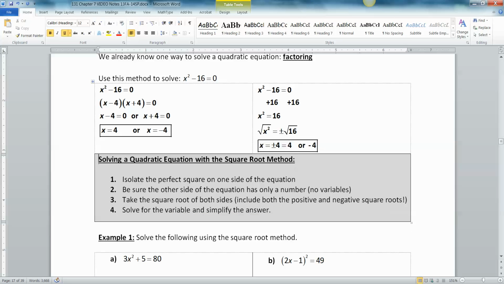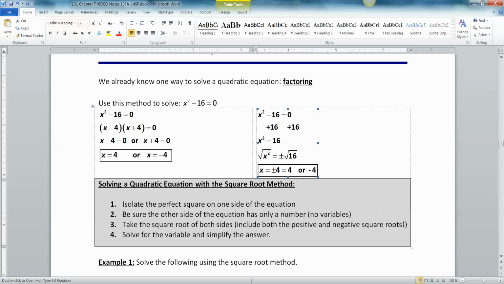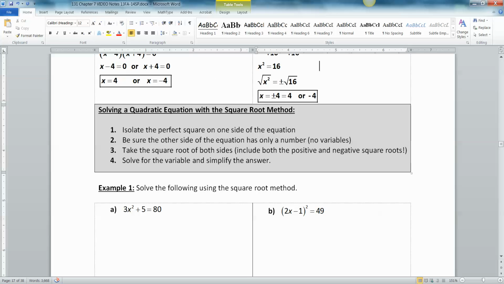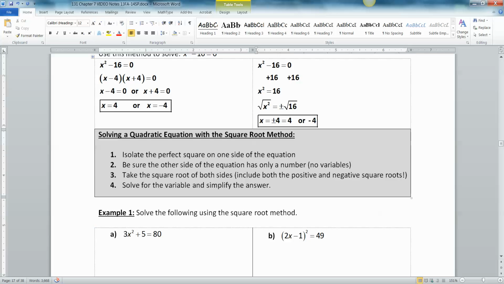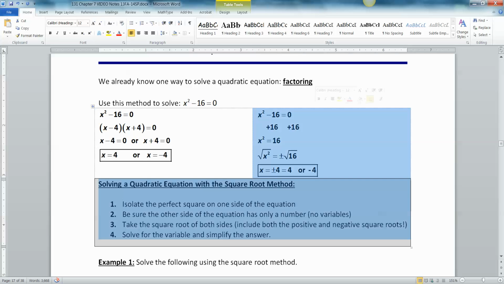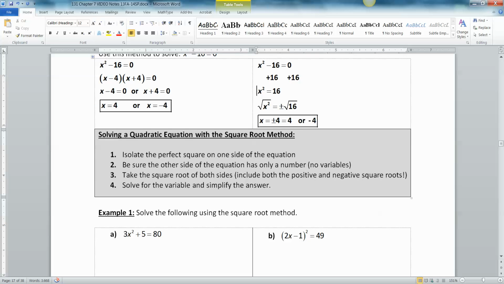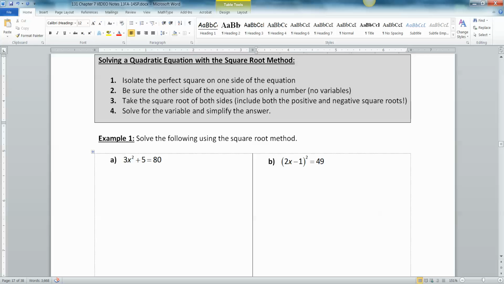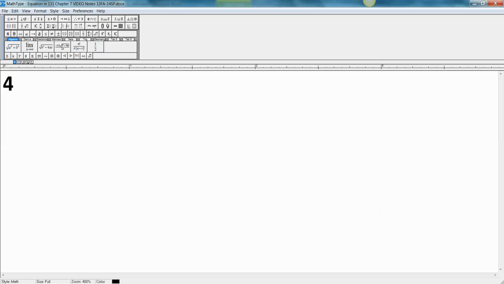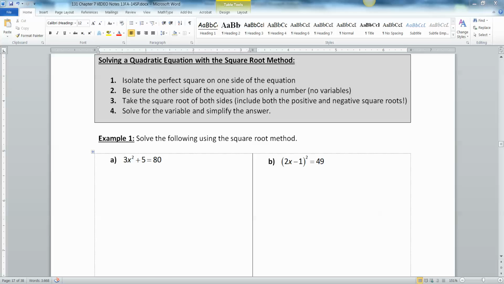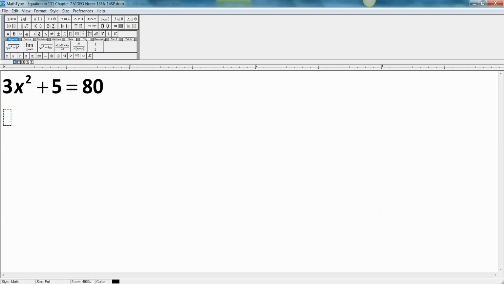All right, solved. So now we're going to use that method that we just learned on the right-hand column to solve these equations. Notice it gave you the right answers, which is great, but it helps because sometimes there are things that you can't factor clearly, or it would take a lot more work to factor. So for example, this one is unfactorable. We have 3x squared plus 5 equals 80. Okay, so we are going to start by subtracting 5 from both sides.